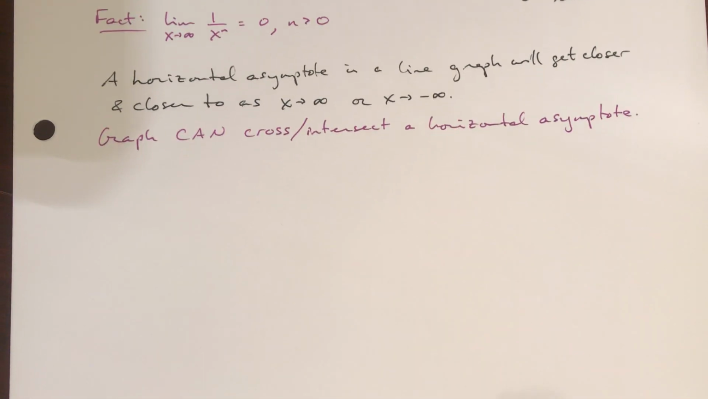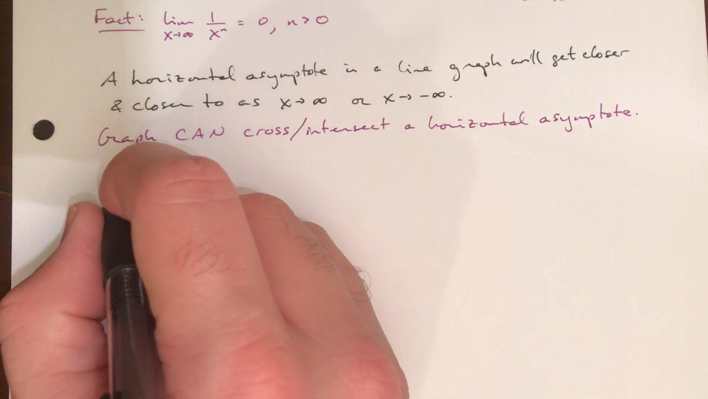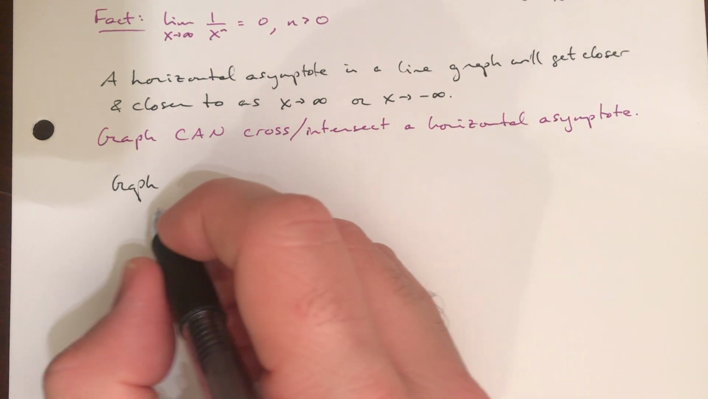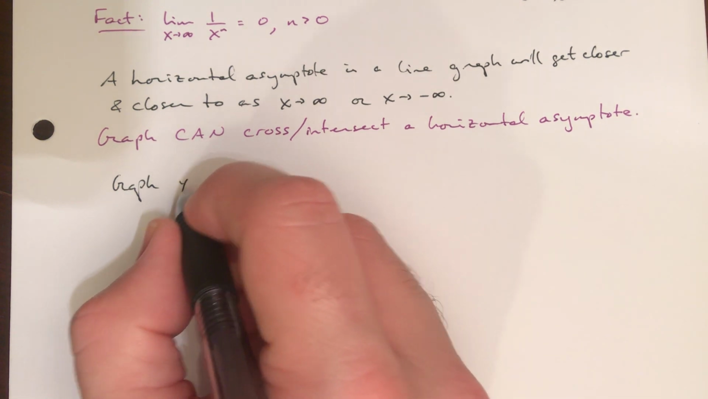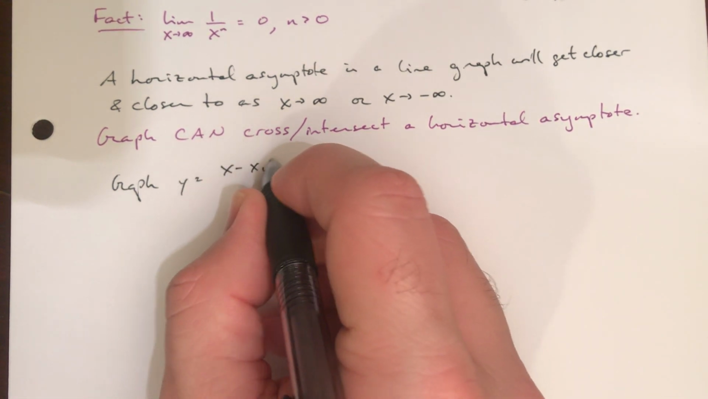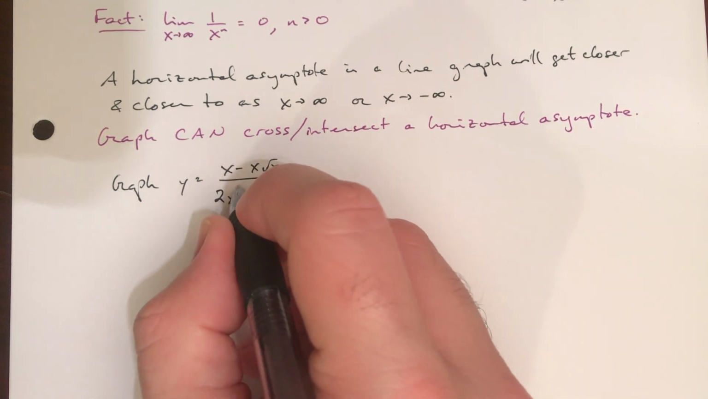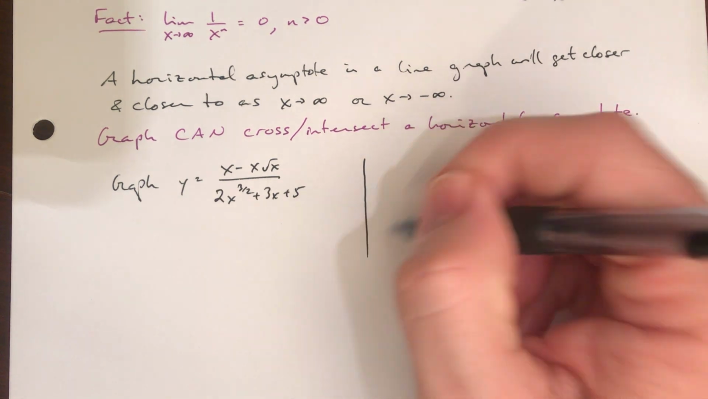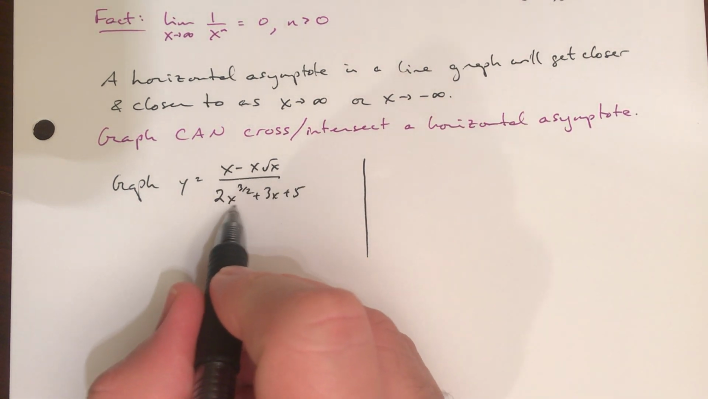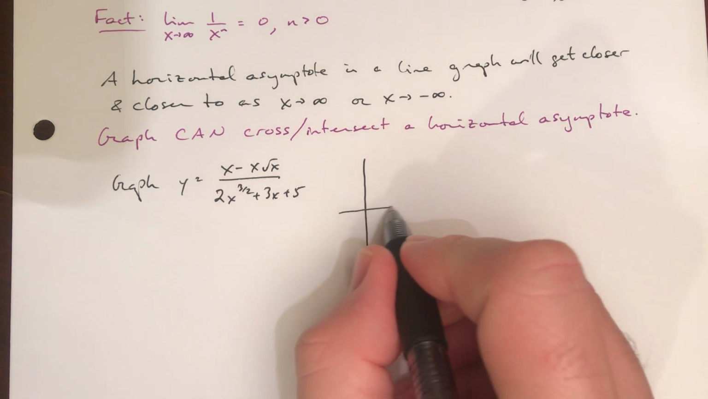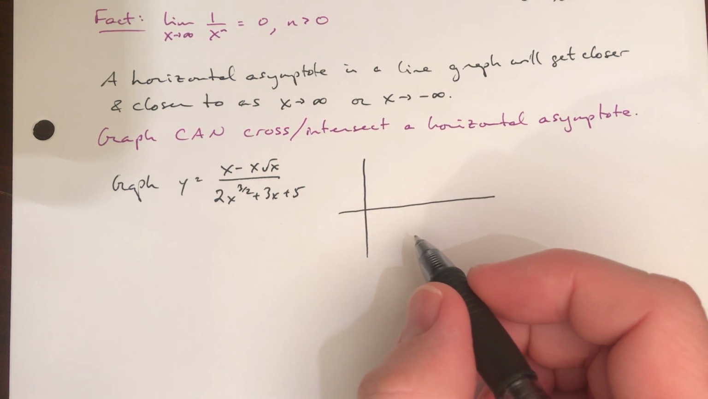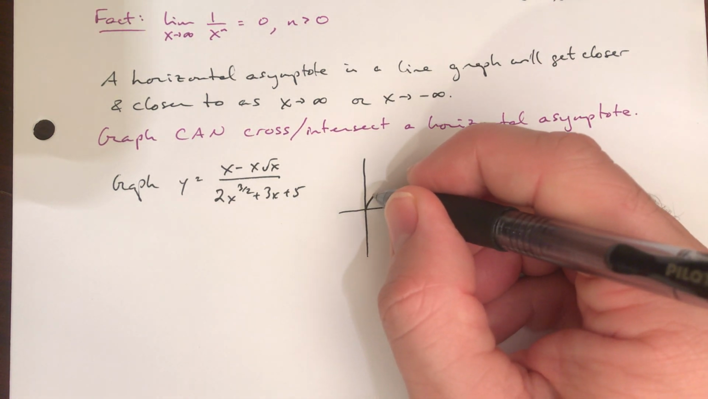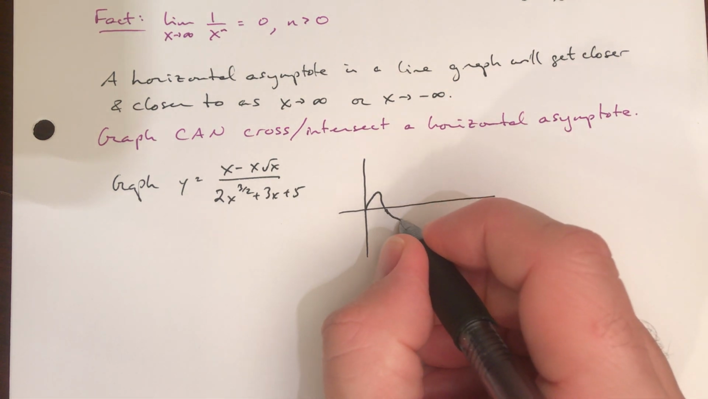And in fact, the graph for this guy, you can do this on your calculator. I'll have to write a little bit of extra for you to use when you graph it. If you graph y equals x minus x square root of x over 2x to the 3 halves plus 3x plus 5, because we have the square root of x, because we have this x to the 3 halves power, this is only defined for x's that are bigger than or equal to 0. And the graph looks something like this.